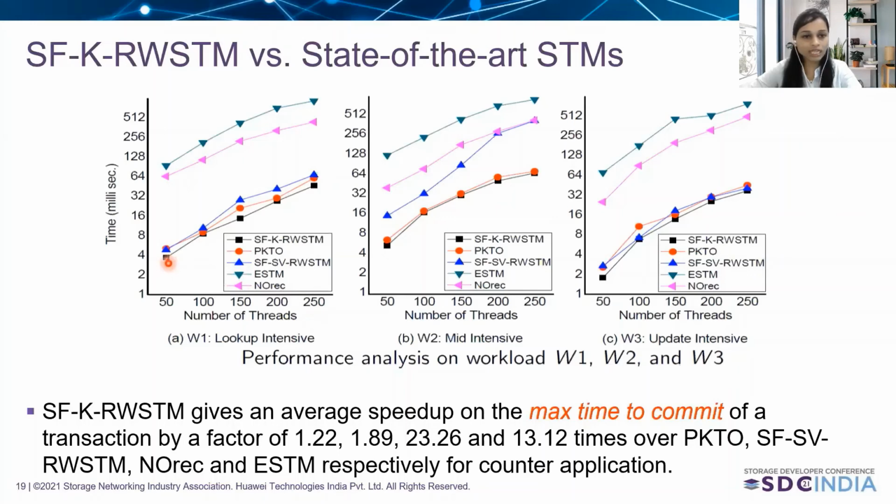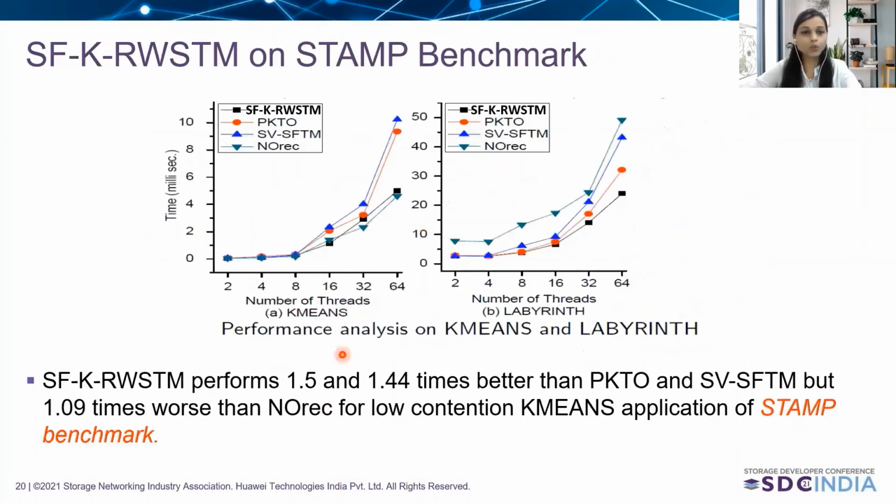Here we can see that for each of the figures, our proposed algorithm is performing better than the state-of-the-art STMs. Our proposed SFK-RW-STM gives an average speedup on the max time to commit of a transaction by a factor of 1.22, 1.89, 23.26 and 13.12 times over PKTO, SFSV, RWSTM, NOrec and ESTM respectively for the counter application.